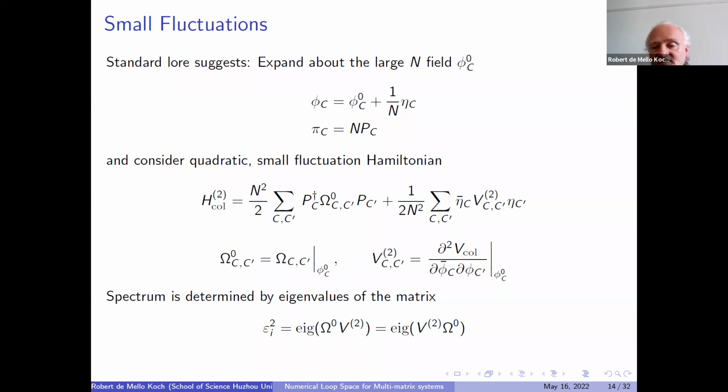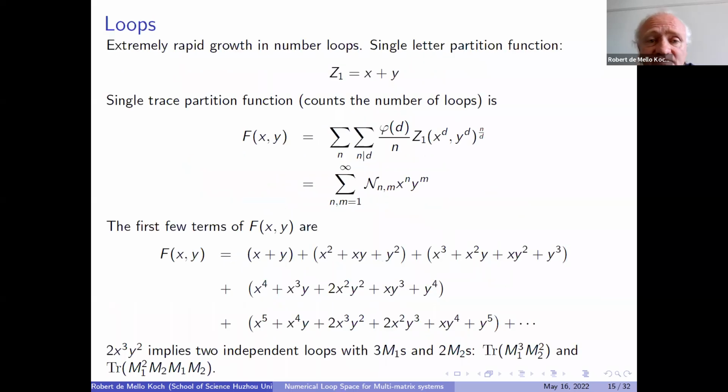Good. The first problem that we have to face is that the number of loops is infinite, so we're going to truncate. The number of loops grows extremely rapidly, and we can count the number of loops just using Polya theory. Following that procedure, you have a single letter partition function, x plus y. And then the single trace partition function, which is a result of Polya theory, is given by the sum that you see below. Phi is the Euler totient function. So phi of d would tell you how many integers less than d are relatively prime to d.